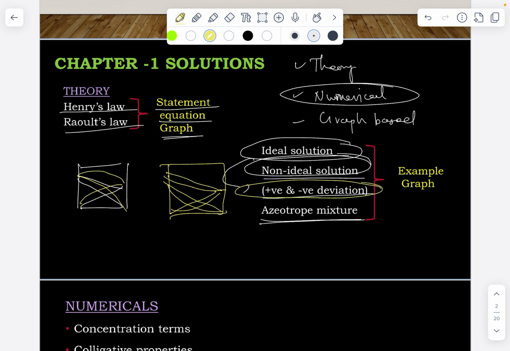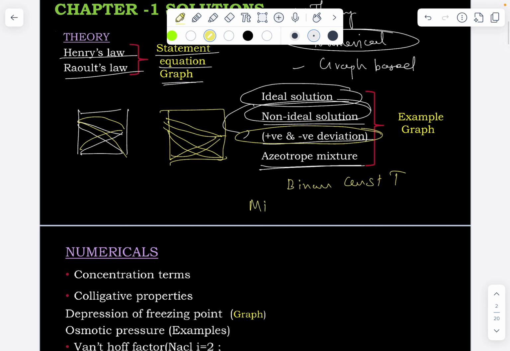So what is an azeotropic mixture? As you know very well, it is a binary mixture that boils at a constant temperature. From azeotropic mixtures we can understand the minimum boiling azeotrope and the maximum boiling azeotrope. Your book mentions only one or two examples, so remember the examples for the minimum boiling azeotrope and the maximum boiling azeotrope.